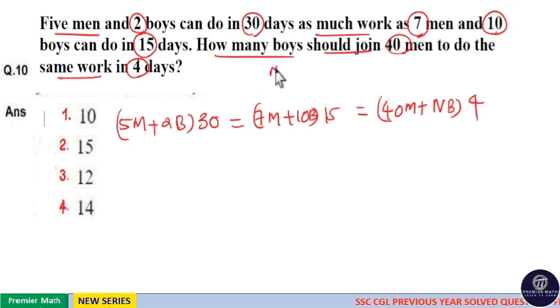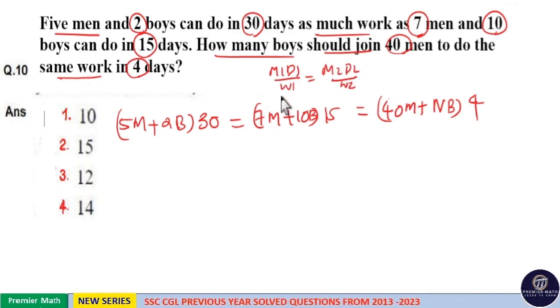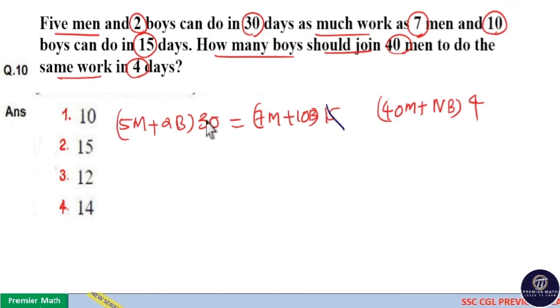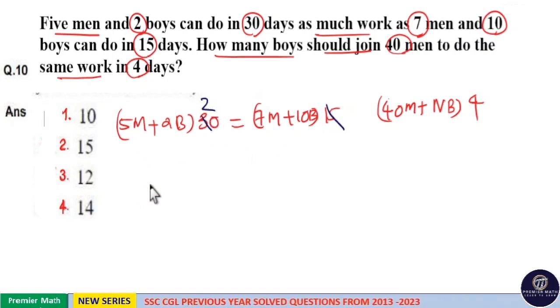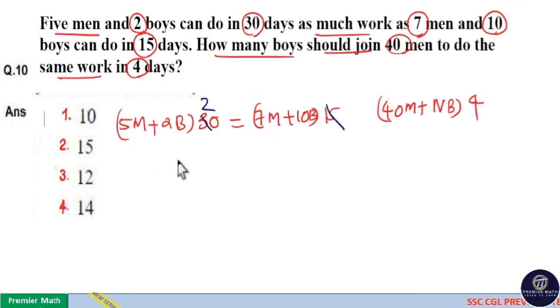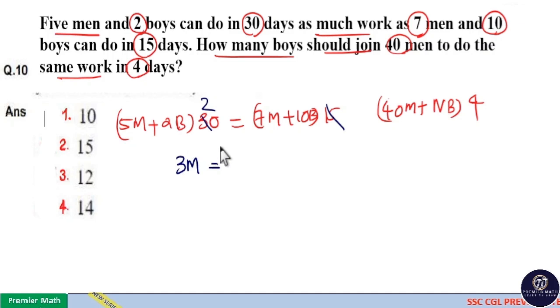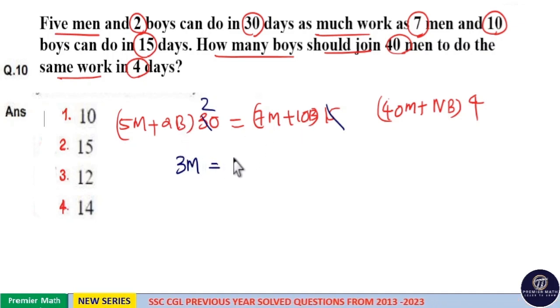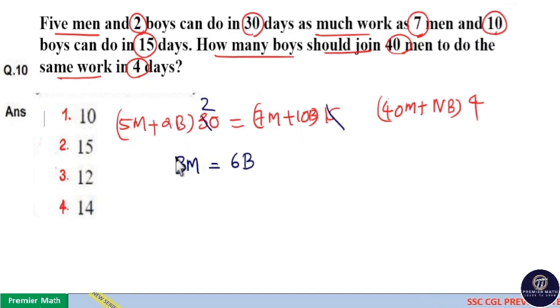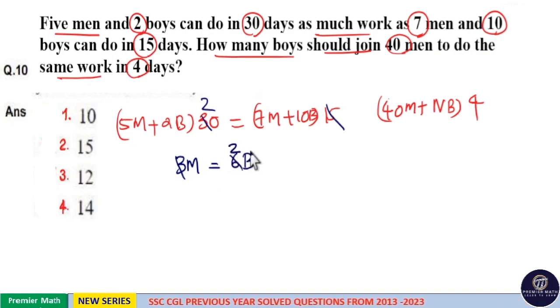Here this is like m1 d1 by w1 is equal to m2 d2 by w2. Men into number of days divided by total work. Here work is same, so denominator cancelled each other. Now I'll take these two equations first. 15 goes 2 times in 30. 5 into 2 is 10. 10 men minus 7 men is equal to 3 men. 3 men is equal to 2 into 2 is 4. 10 minus 4 is equal to 6. So 3 men is equal to 6 boys means 1 man is equal to 2 boys.